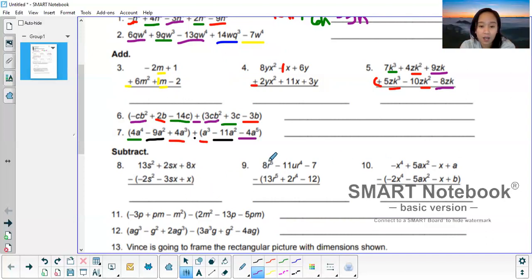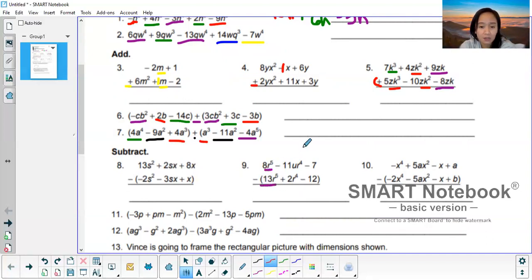Number 9, for the R5s, again, this is a minus. So 8 minus 13 for the R5. Then 11, negative, don't forget the negative. Negative 11 minus 2. So you write the answer. Then don't forget, oh, wait. So we can combine those.